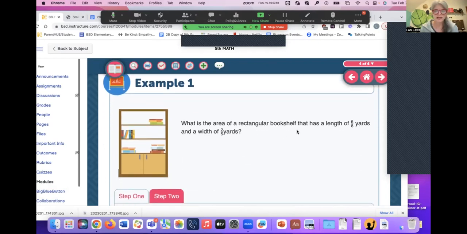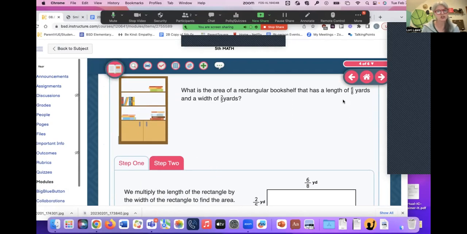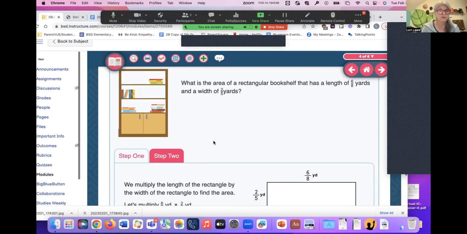What is the area of a rectangular bookshelf that has a length of 6/8 yards and a width of 2/5 yards? So we can do that just using the numbers, where we multiply the numerators. 2 times 6, which is 12. And then multiply the denominators. 5 times 8, which is 40, 12/40.